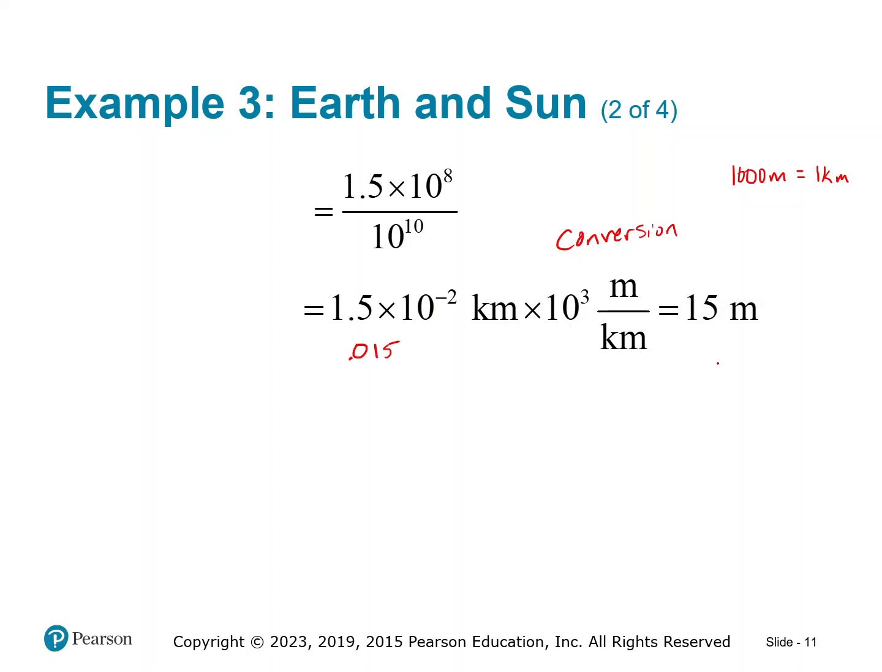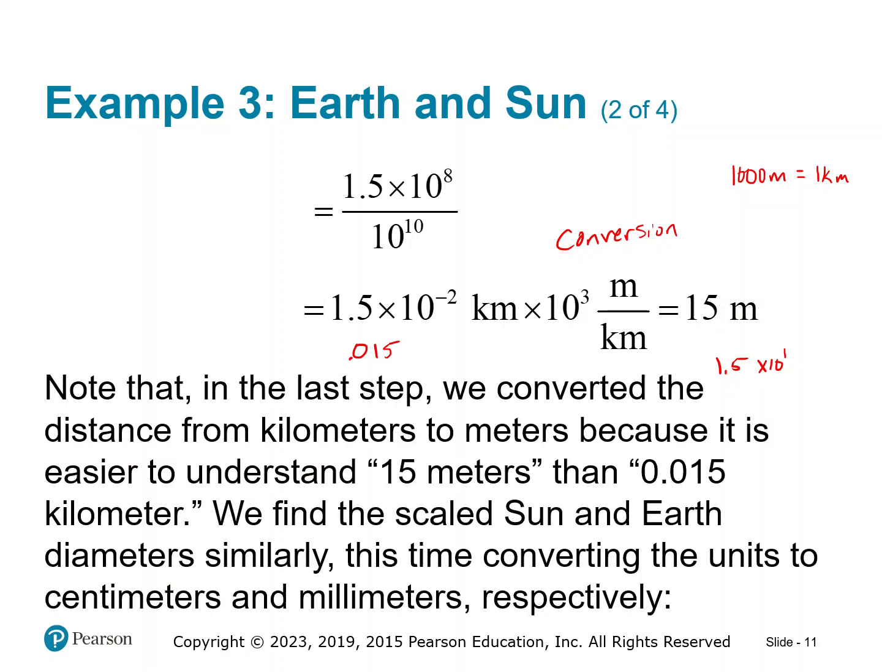1.5 times 10 to the first. We move the decimal one place and we'll have 15 meters. All right, so the distance from the Earth to the Sun is going to be 15 meters in our scale model. Note that in the last step we converted the distance from kilometers to meters.